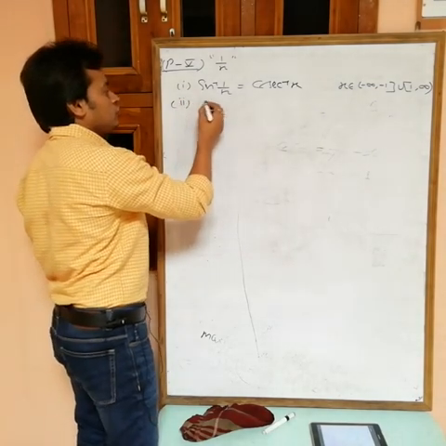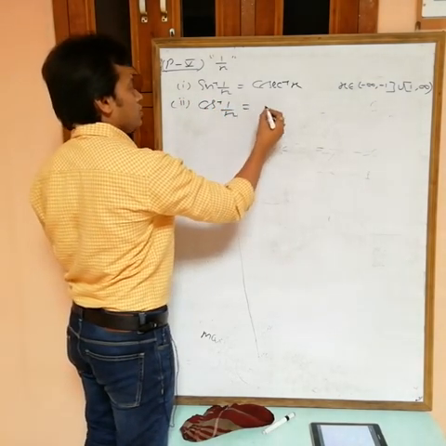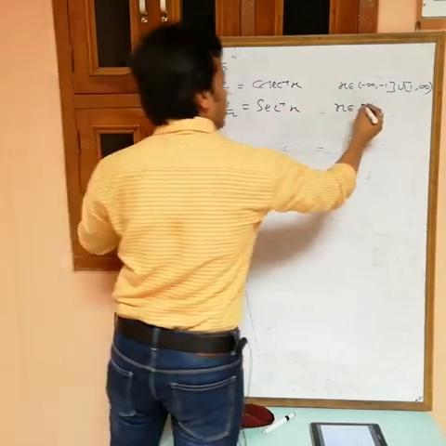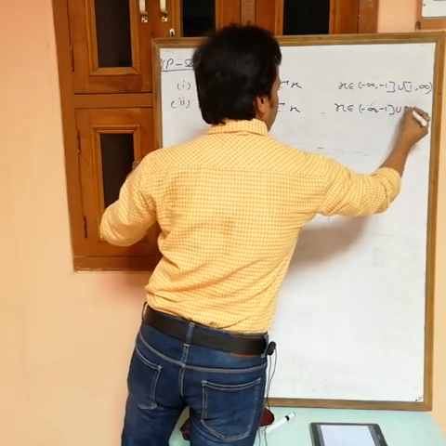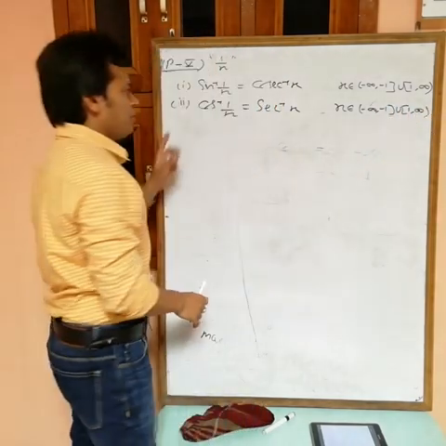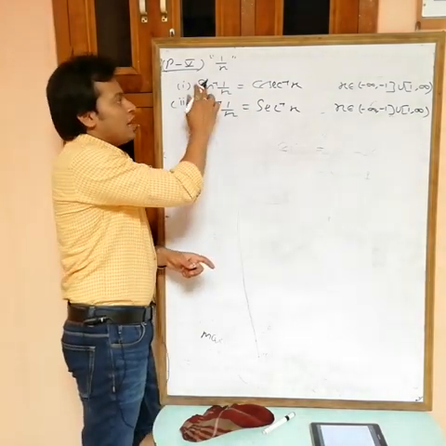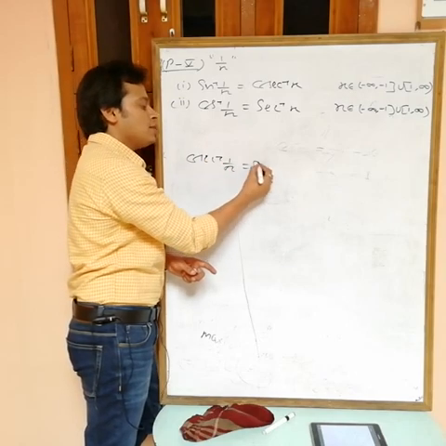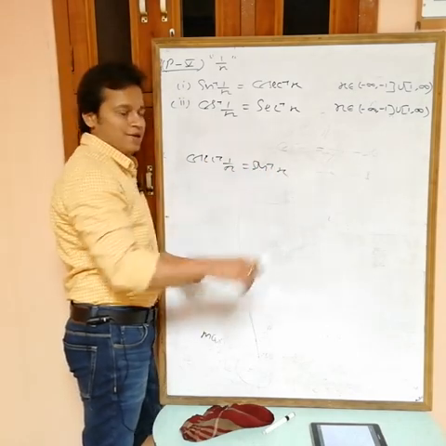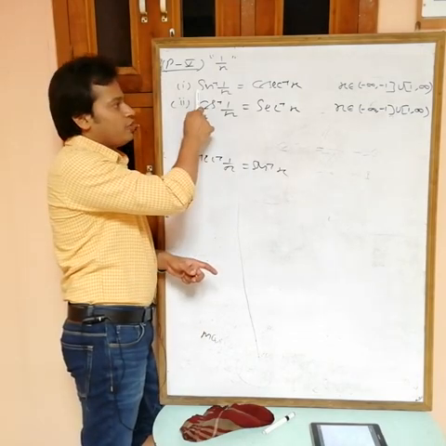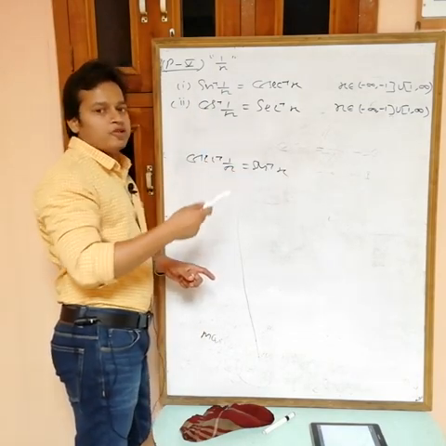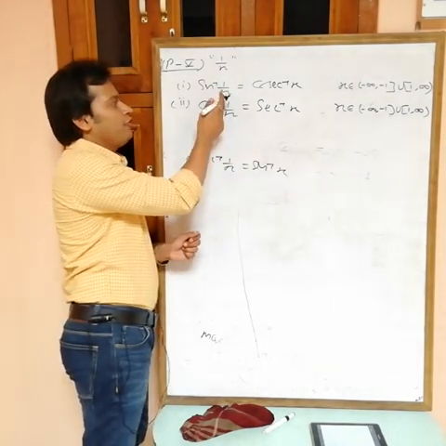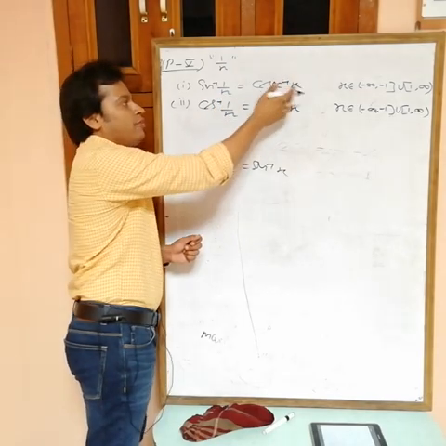Next, cos inverse 1 by x is equal to sec inverse x, again for all x belonging to minus infinity to minus 1 union 1 to infinity. Just remember this directly. Also it is true that sine inverse 1 by x equals cosec inverse x, and cosec inverse 1 by x is also equal to sine inverse x, now for x from minus 1 to plus 1. Just simple. In this, if you replace x with 1 by x, then this becomes 1 by x, and this becomes x.